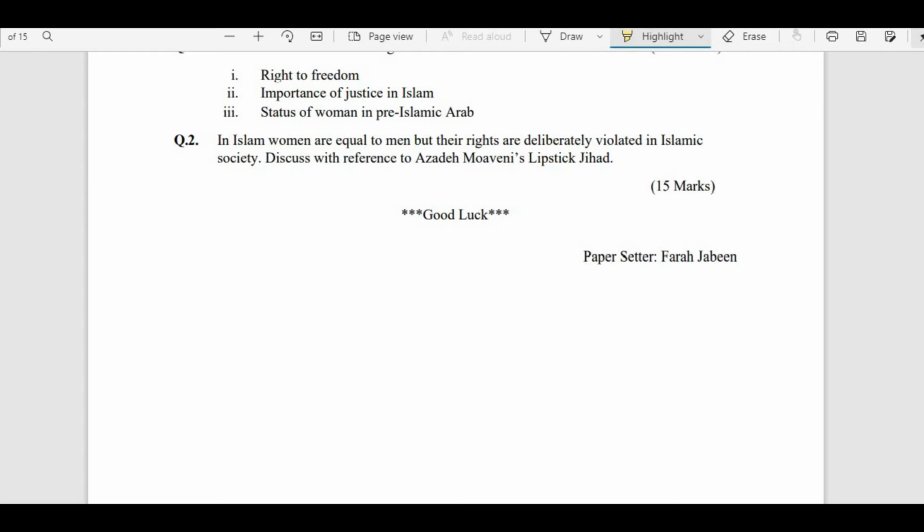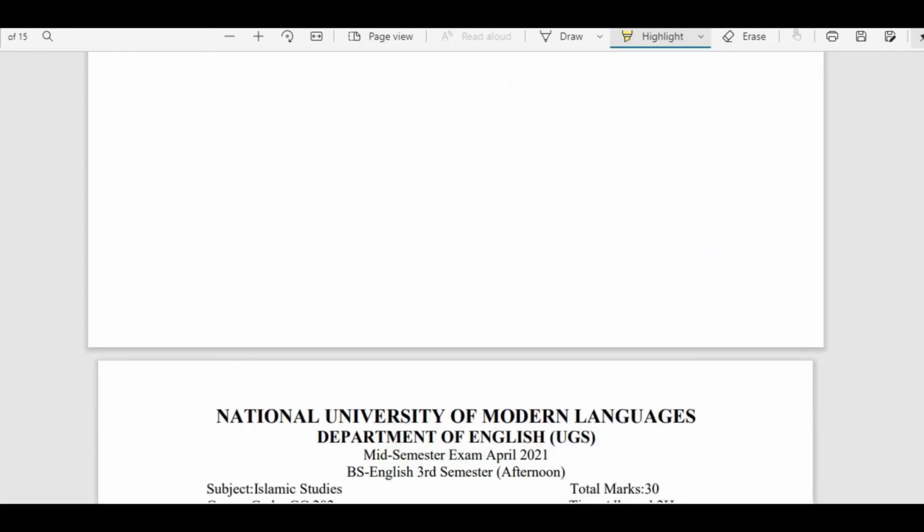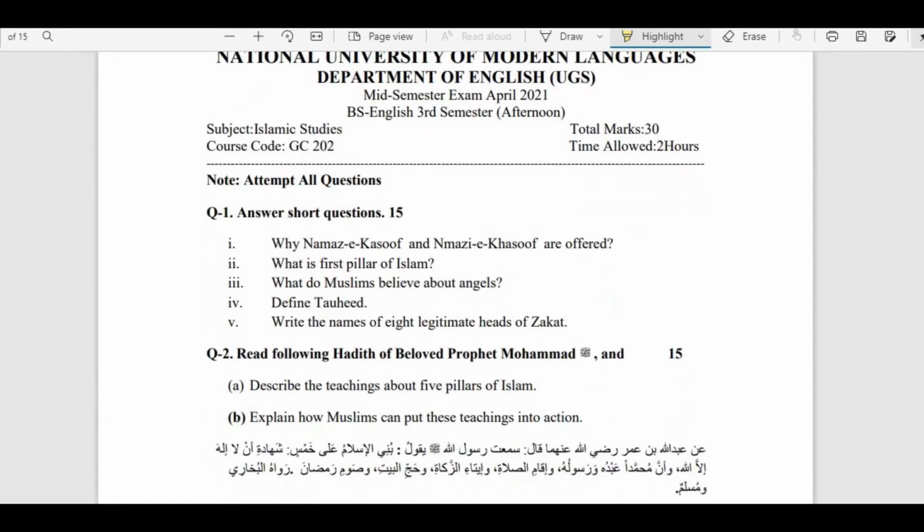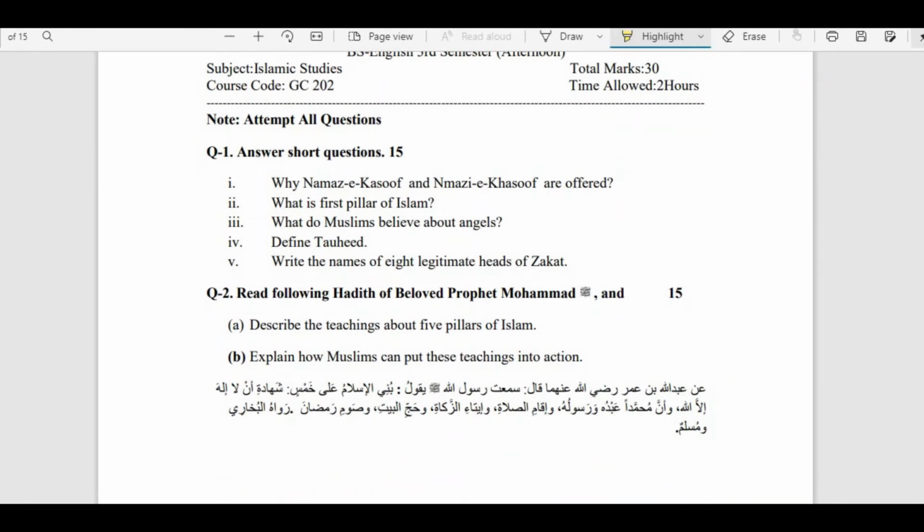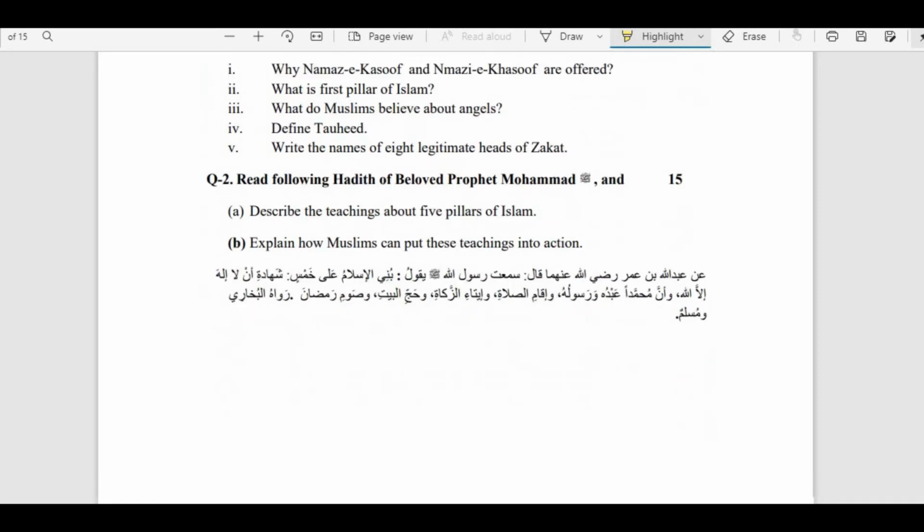All right, and now we'll see the paper of Islamic Studies. Question number 1, answer short questions. Why are Namaz-e-Kusuf and Namaz-e-Khusuf offered, what is the first pillar of Islam, what do Muslims believe about angels, define Tawheed, and write the names of 8 legitimate heads of zakat. All right, the deserving people of zakat.